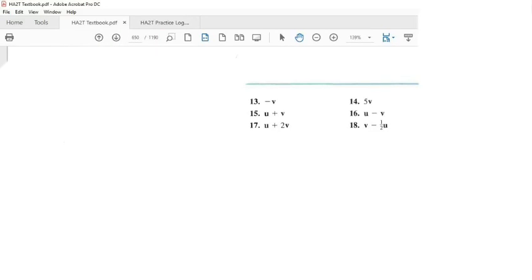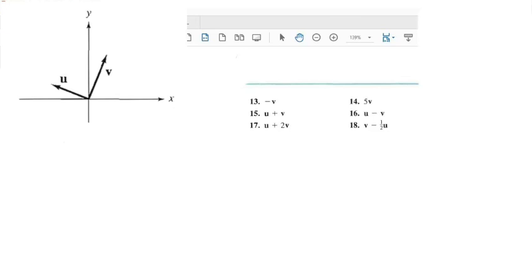Okay, for these ones right here, we have to graph each of these using just the picture that they give us. Here's the picture they give us. They give us vector u and they give us vector v. Each of these vectors forms a new vector, and you can name it whatever you want.